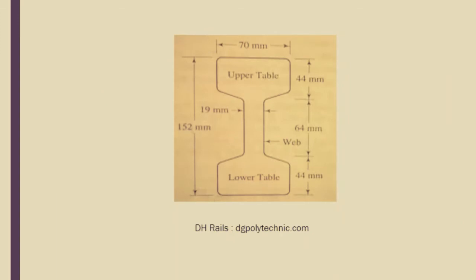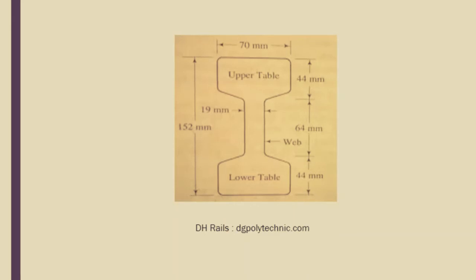This is a detail of the D.H rails, the dimensions of D.H rails. The upper table's depth is 44 mm and the lower table depth is 44 mm, and the table width is 70 mm for both upper and lower tables. The overall depth of the section is 152 mm, the web depth is 64 mm and the web thickness is 19 mm. So you must remember these dimensions.